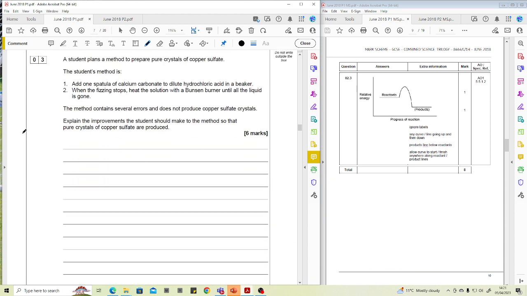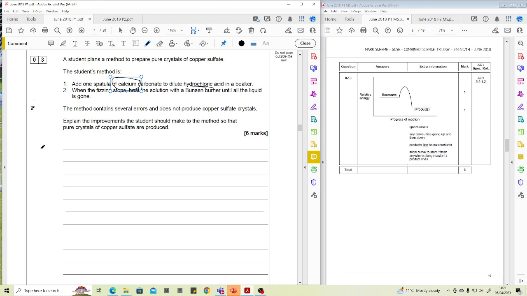Okay, now we have our first 6-mark question, so we are going to read the question really, really carefully and then decide how we're going to organise the answer. So a student plans a method to prepare pure crystals of copper sulfate. The student's method is add 1 spatula of calcium carbonate to dilute hydrochloric acid in a beaker. When the fizzing stops, heat the solution with a Bunsen burner until all the liquid is gone. That doesn't seem right.